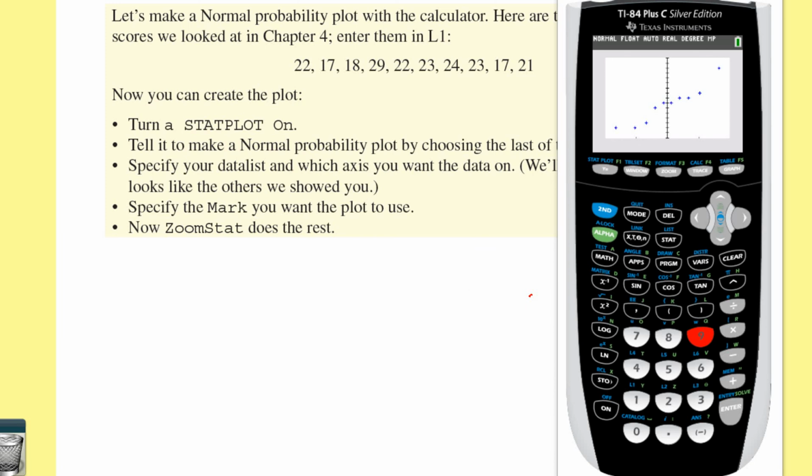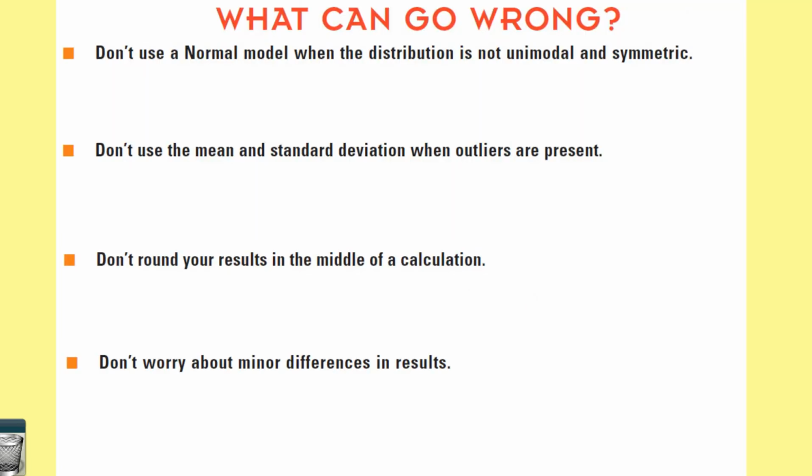All right, well, I think that wraps up Chapter 5. Oh, besides the what can go wrong. Big issues: don't use a normal model when the distribution is not unimodal and symmetric. It's not going to do any good. It means nothing to you. If it doesn't appear normal, then it's useless to use the normal model as an indicator.